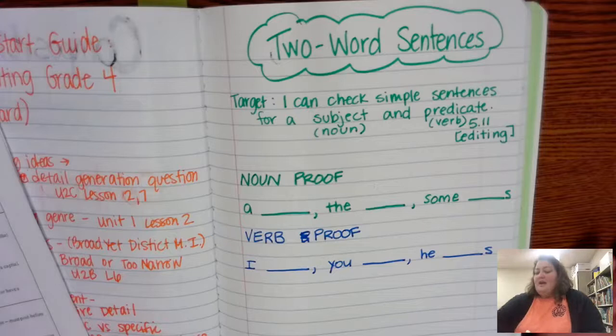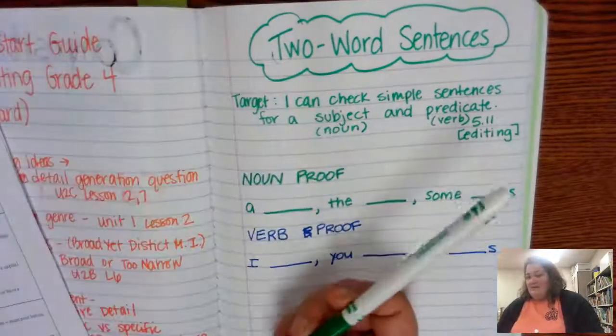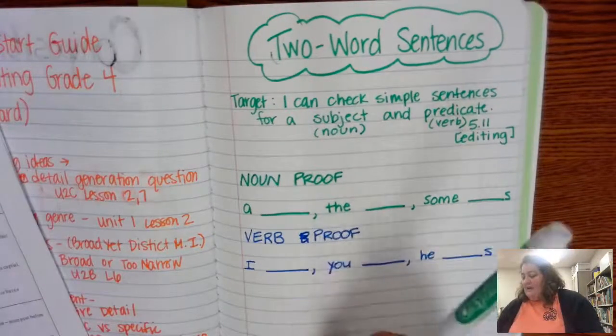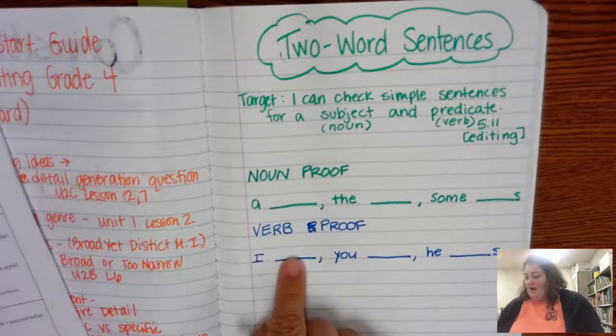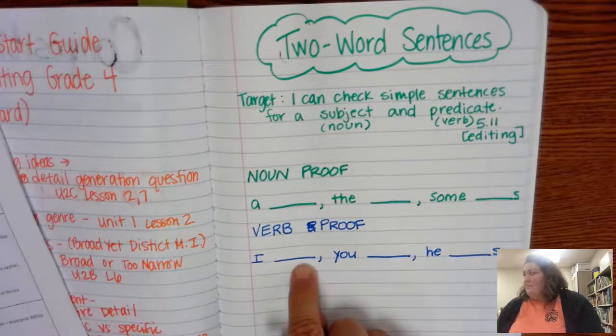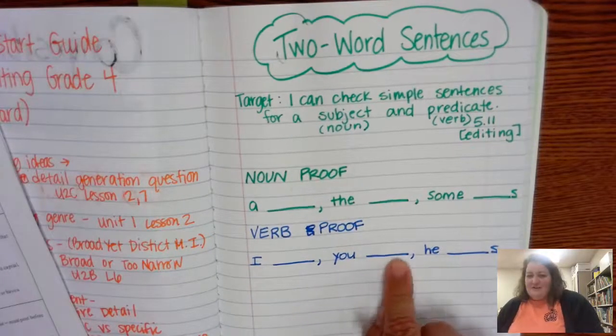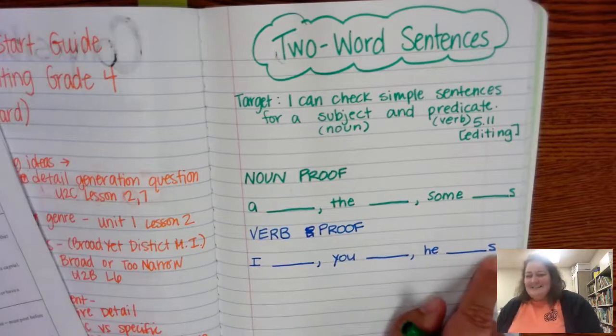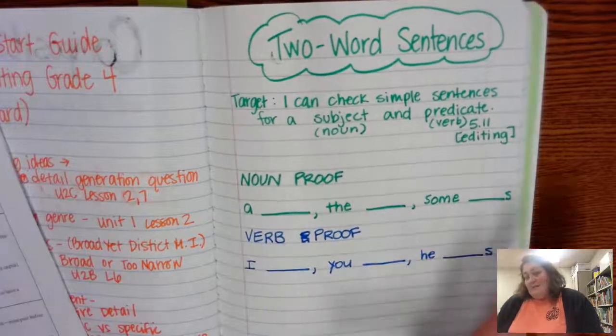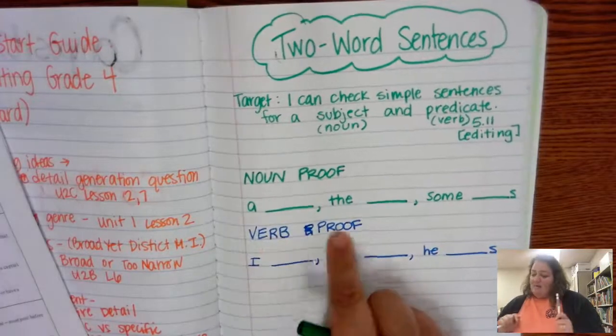Now what happens if we were to put a noun, marker, into our verb proof? I marker, you marker, he markers. Does that make sense? No. So I've just proved that marker isn't a verb, and then I could try it with the noun proof.